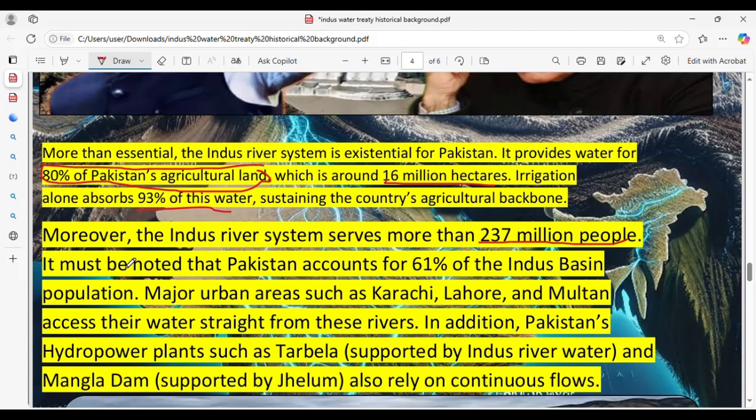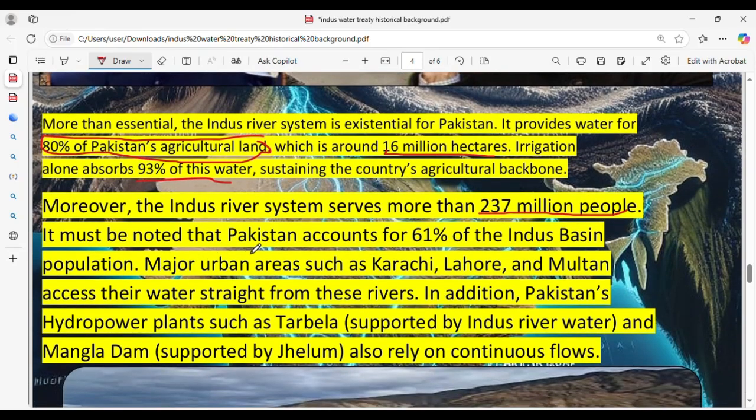237 million people are dependent directly on the water of these rivers. It must be noted that Pakistan accounts for 61% of the Indus Basin population. Major urban areas like Karachi, Lahore, Multan access their water straight from these rivers, and we all know that these are the only basic main cities of Pakistan, and all these cities are dependent on the water of these rivers only.